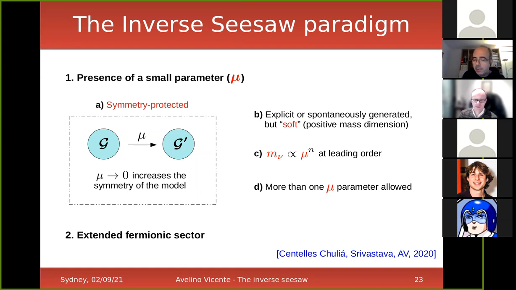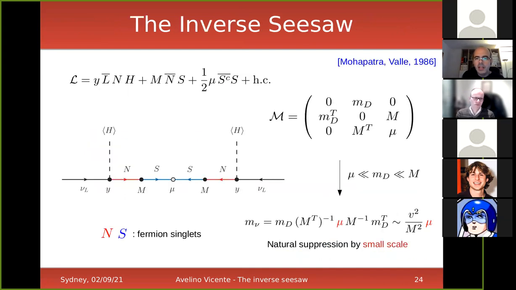And the second big ingredient in the inverse seesaw is that you only allow for fermionic extensions of the standard model. So you only introduce additional fermions, you don't introduce additional scalars. With these ingredients, you can construct many models, and all of them, in my and my colleagues' definition, we call them inverse seesaw. Let me show you the original construction, and I think this will become easier to understand.